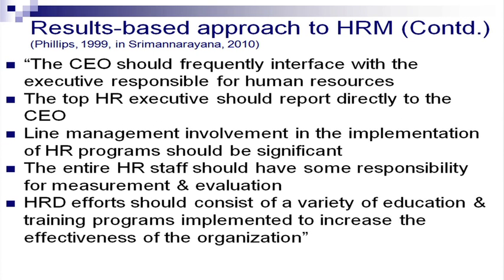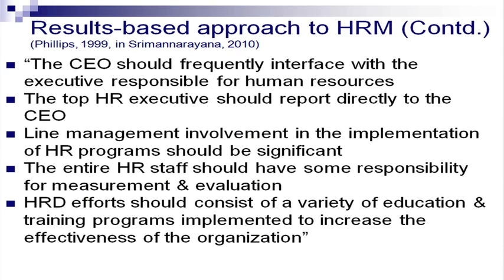The CEO should frequently interface with the executives responsible for human resources, so that the CEO knows what is going on in the organization, so that the CEO is aware of whatever the human resources people are doing. The top HR executive should report directly to the CEO. Line management involved in the implementation of HR programs should be significant. The entire HR staff should have some responsibility for measurement and evaluation.